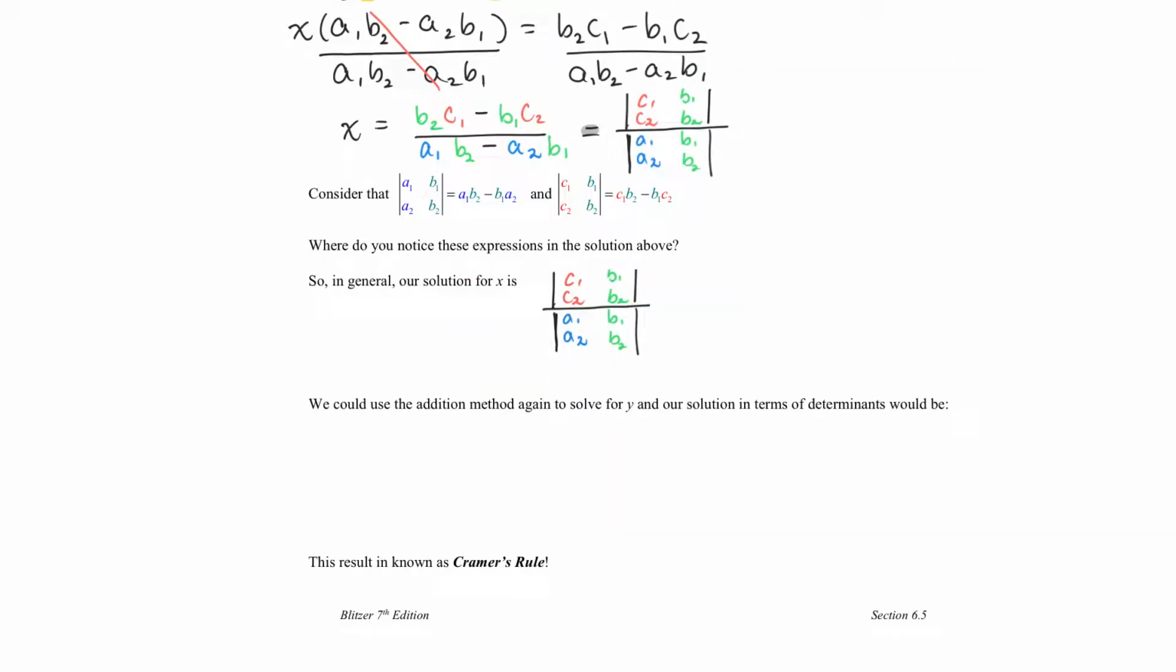And you will end up with y is equal to, my denominator is not going to change. It's still going to be the first column is coefficients of x, the second column is coefficients of y. However, when I'm solving for y, I'm going to replace the coefficients for y with the constants and leave the coefficients for x alone. This result is known as Cramer's rule, and we know how quick and easy it is to find the determinant of a 2 by 2 matrix, right? So let's summarize it on the next page.